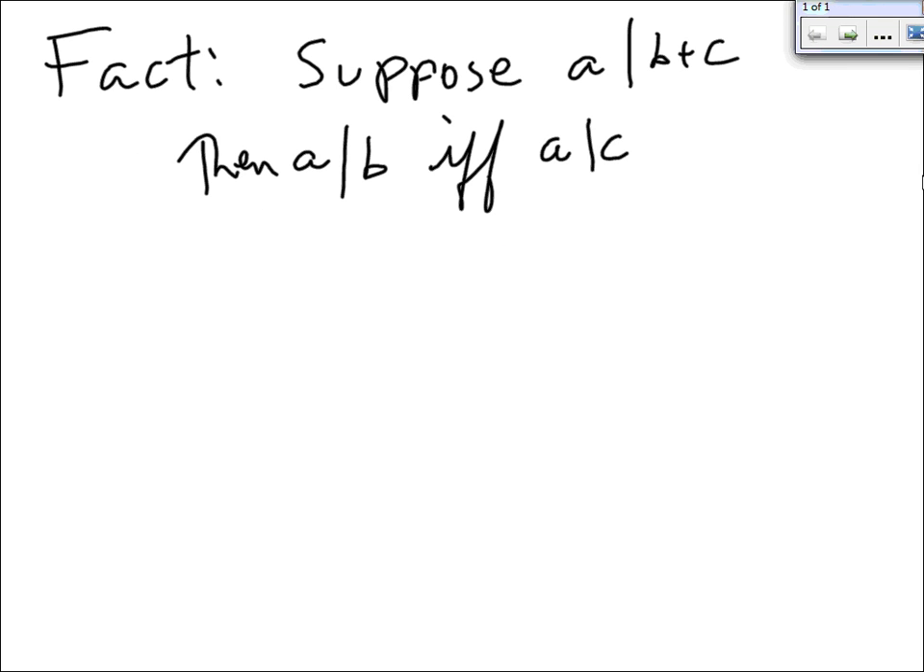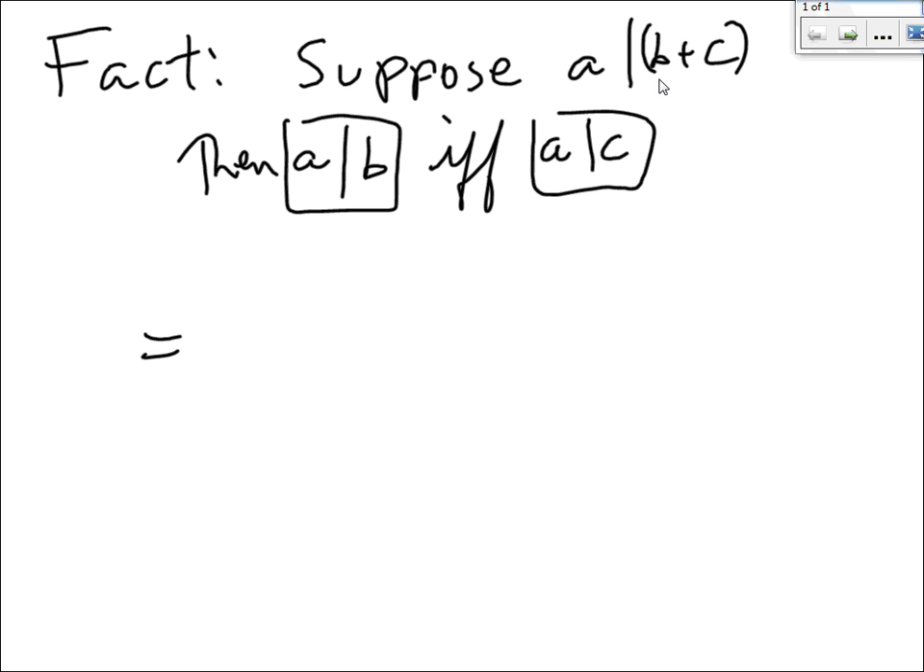So this is a great fact that I want to prove. Suppose that A divides B plus C, or sum, then A divides B if and only if A divides C. That is, if A divides one of them, it divides the other, and if A doesn't divide one, it doesn't divide the other. Now, normally with an if and only if statement, you would go in two directions.